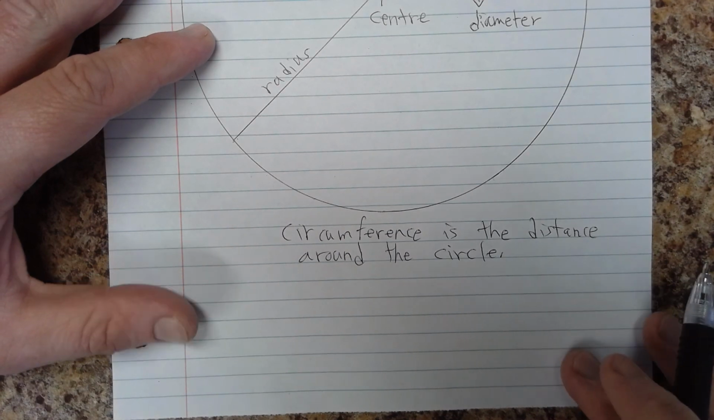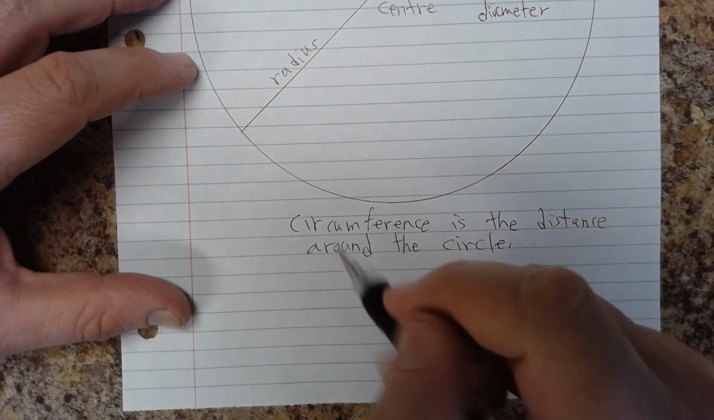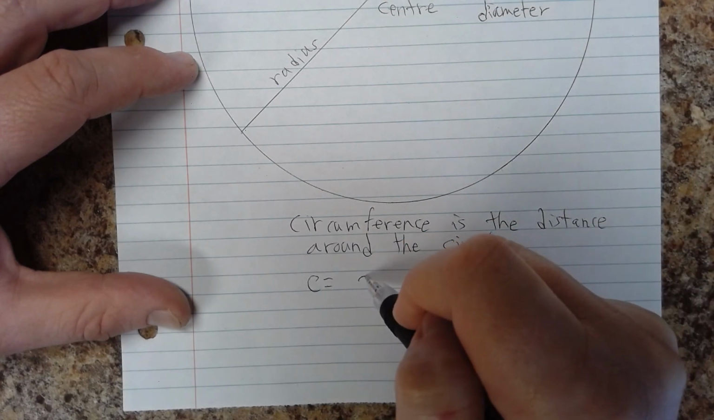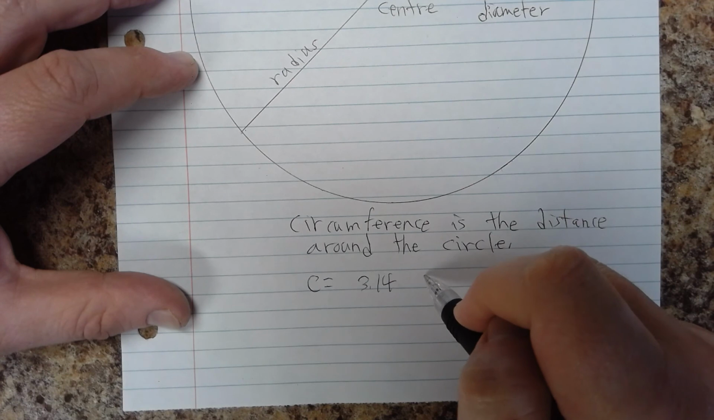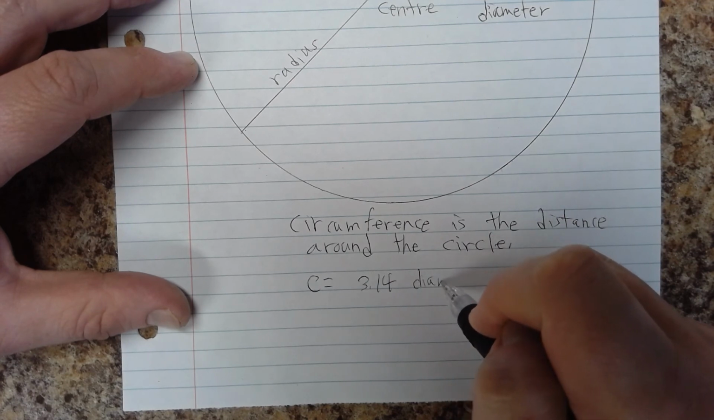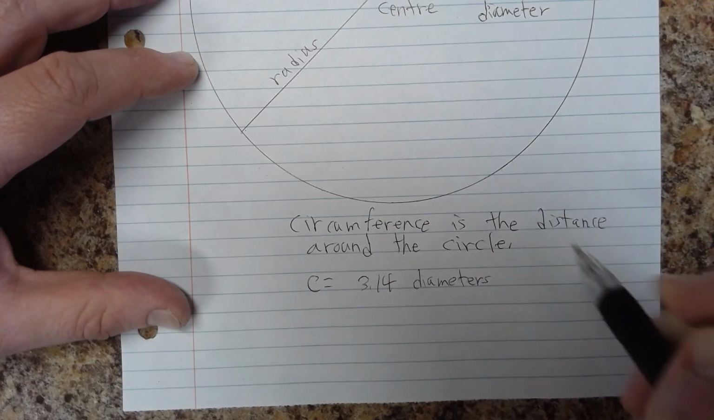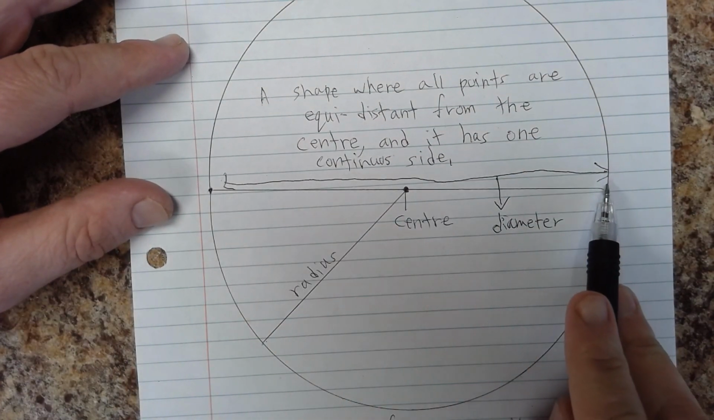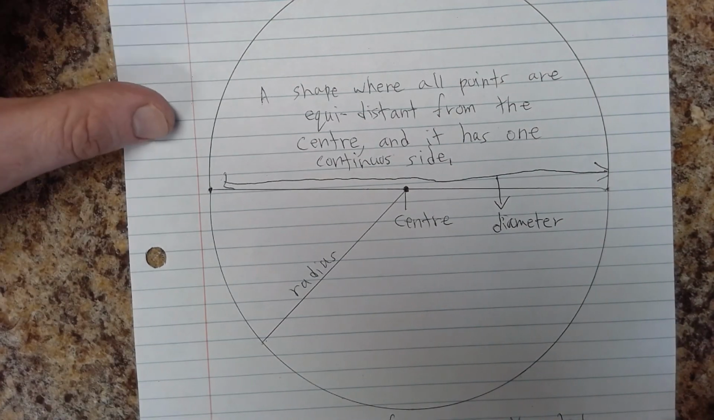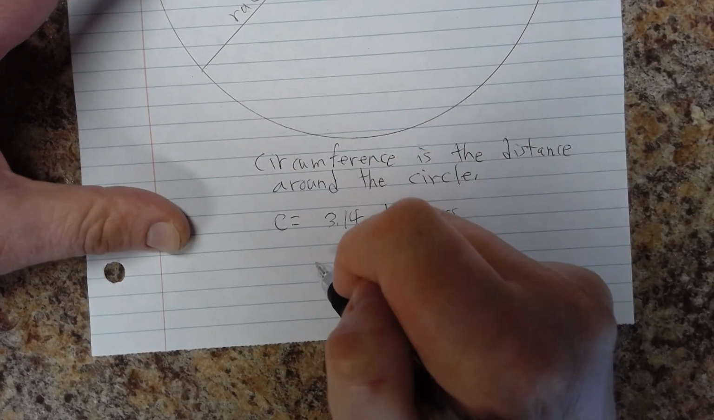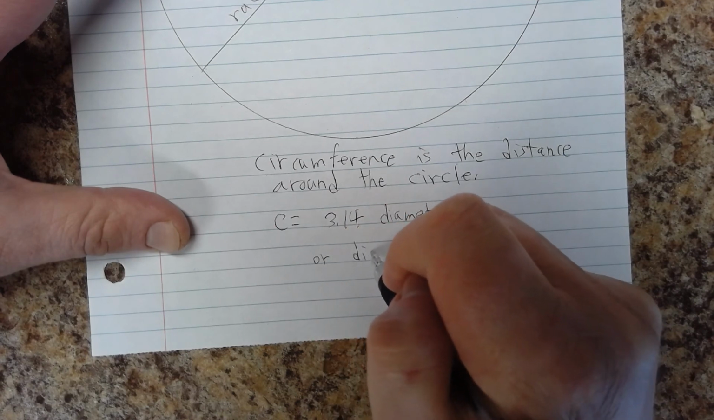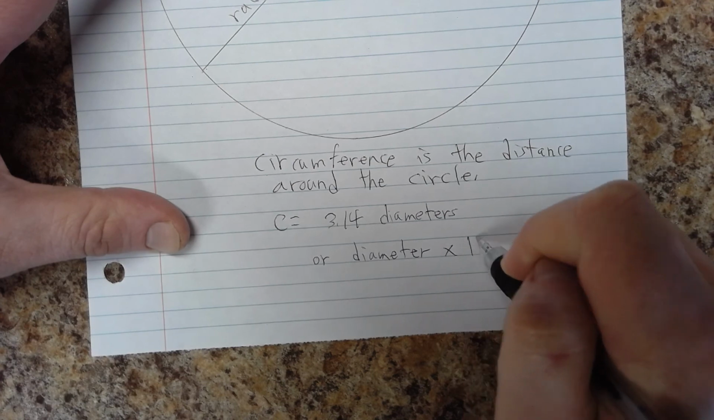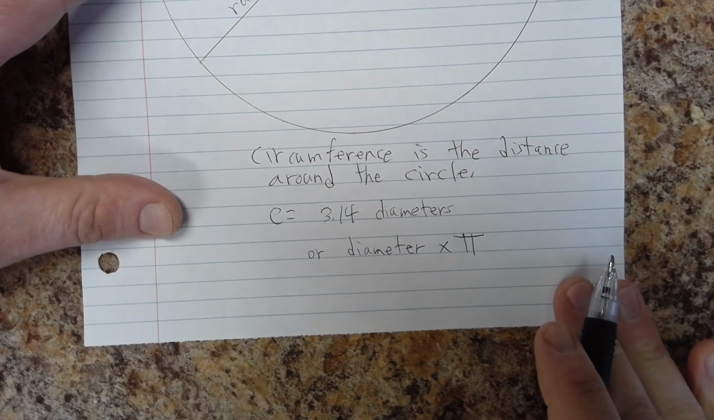And a circumference is made up of C equals 3.14 diameters. The diameter here can go around the circle 3.14 times. Okay? Or diameter times pi.